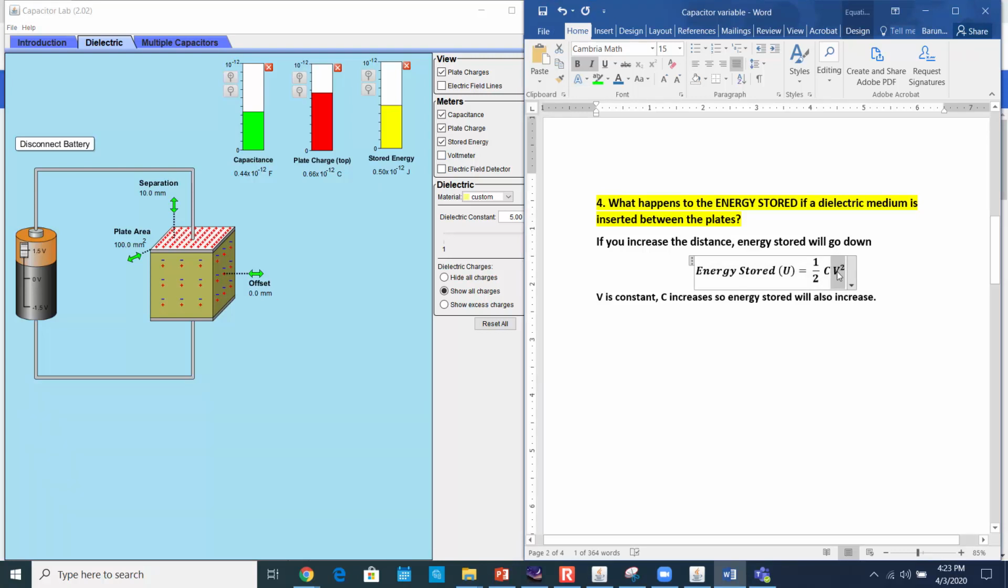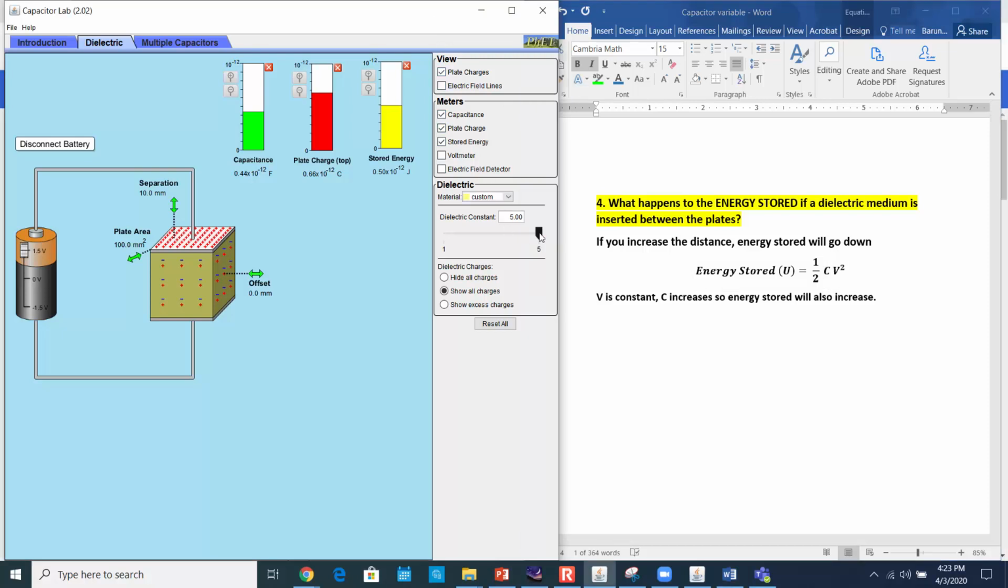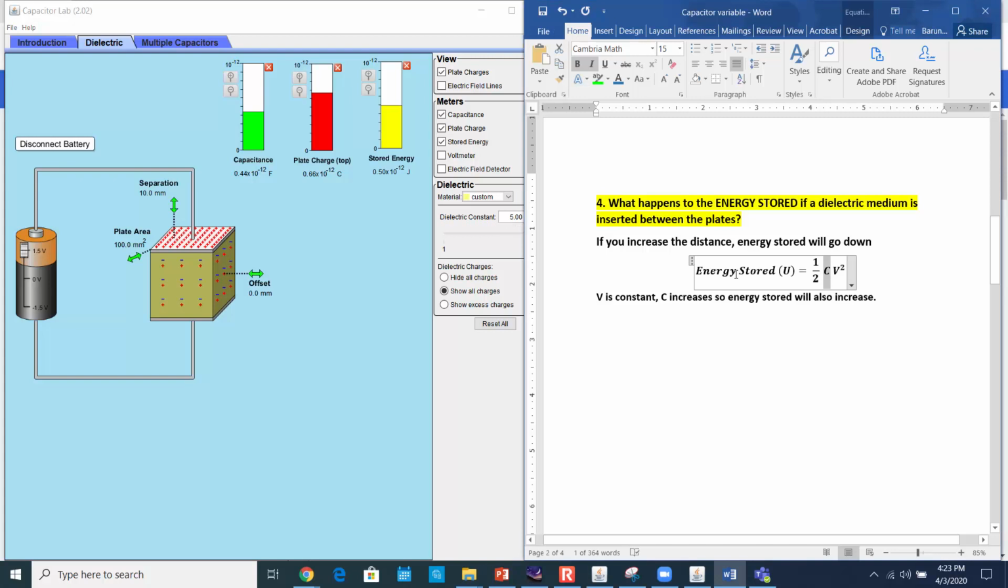The voltage remains constant, but now the capacitance has increased by 5 times. If you increase the dielectric constant by 5 times, the capacitance will increase by 5 times, and the energy stored is directly proportional to the capacitance. So the energy stored will also increase by 5 times.